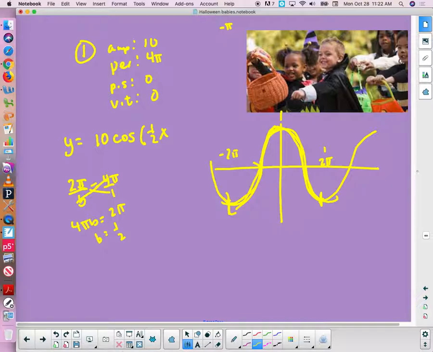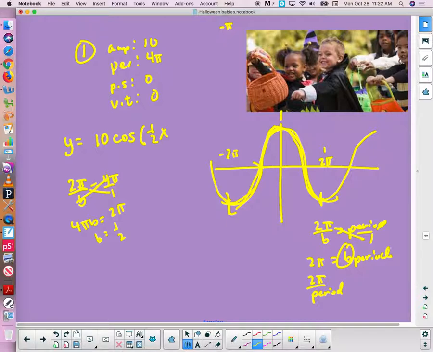Now here's a cute little trick if you're trying to force the period. 2 pi over b gives you the period. Watch what happens if I cross multiply. 2 pi times 1 equals b times the period. So if I'm trying to find out what b is, I can say 2 pi over the period.